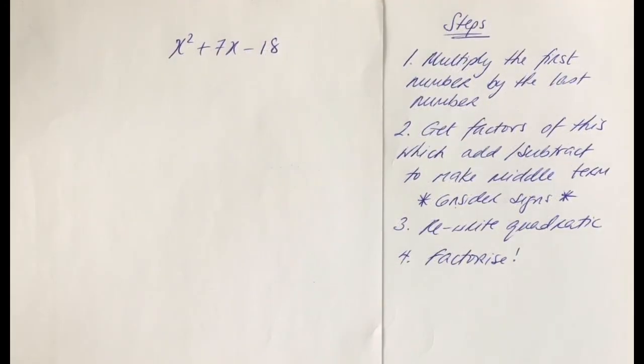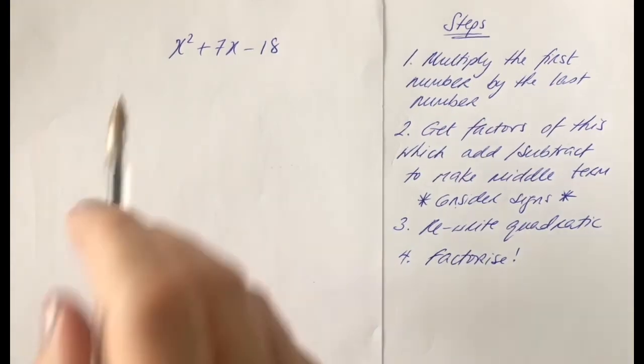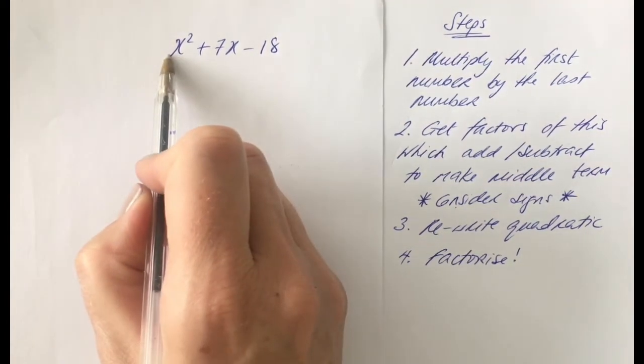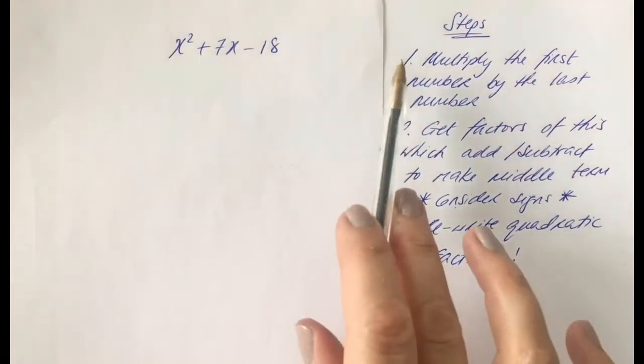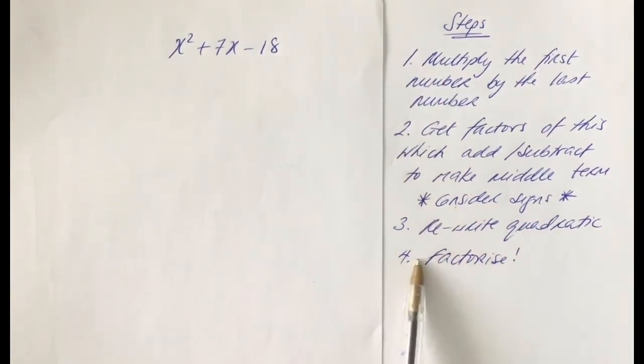Okay, so try x squared plus 7x minus 18. And maybe try do the quick way with this one because we have just a coefficient of 1. So we're going to do step 1 and step 2 and then jump to step 4, okay? So, pause the video, see how you get on with this.